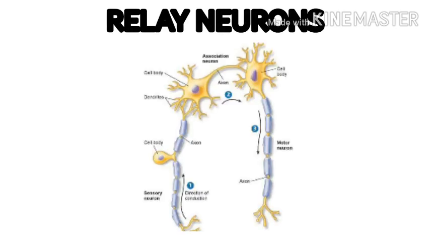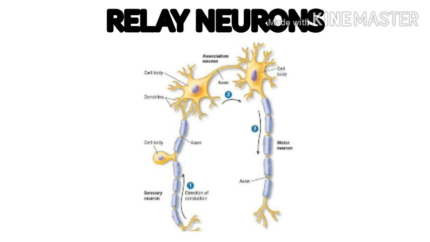So you'll never forget it. Now there's another type of neuron called relay neuron. They're also called association neurons. What is the main function of these neurons? They connect two neurons to each other. That is the main function of relay neurons. We don't have to read more about them.